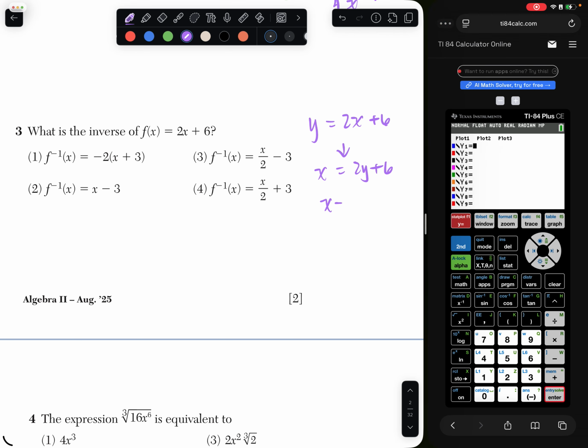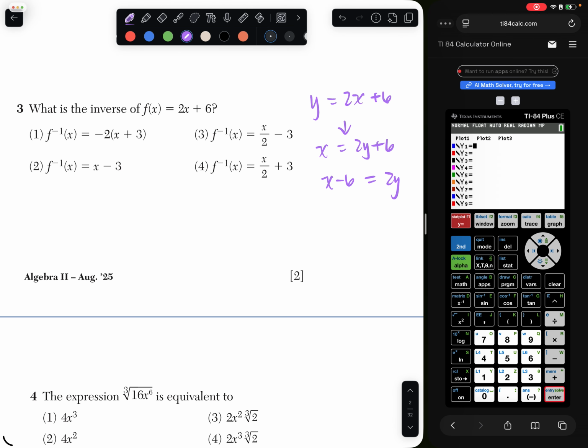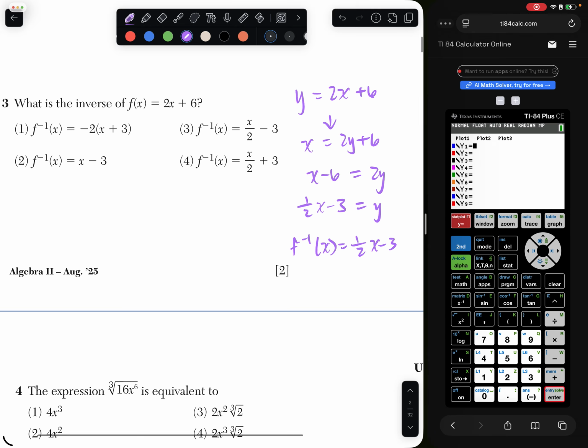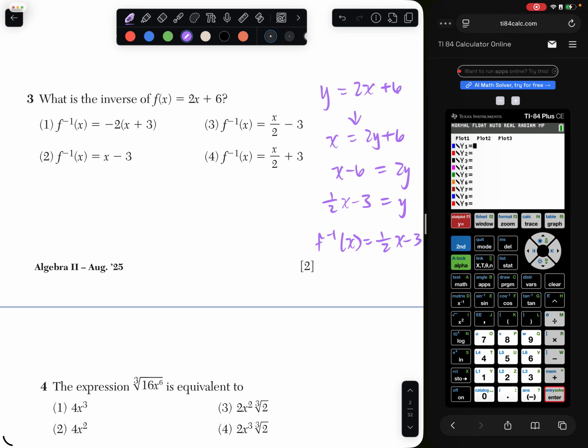So I'm going to subtract 6 on both sides. And I still have that 2, so I'm going to divide everything by 2, or multiply everything by 1/2. So it becomes 1/2 x minus 3 is equal to y. And then instead of y, I'm going to use the inverse notation. f to the -1 of x is equal to this over here. And you'll see that that is answer choice 3.